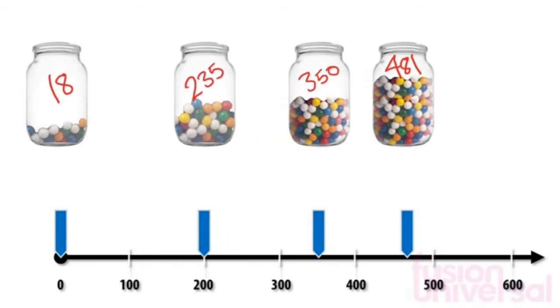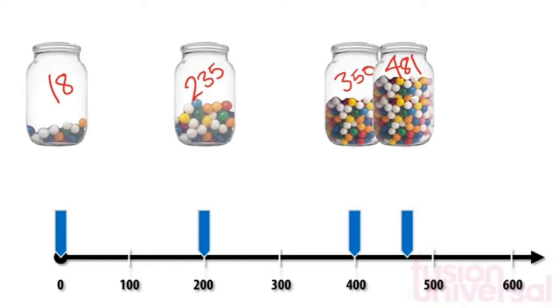350 is exactly halfway between 300 and 400. This is a special case. When it is exactly halfway between, we always round up, so this becomes 400.